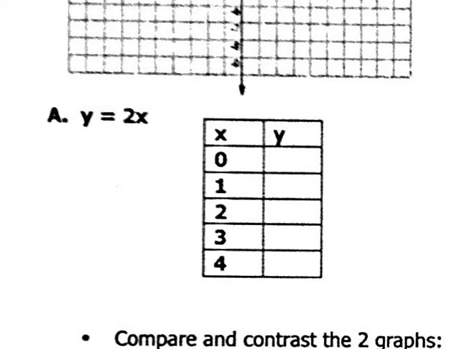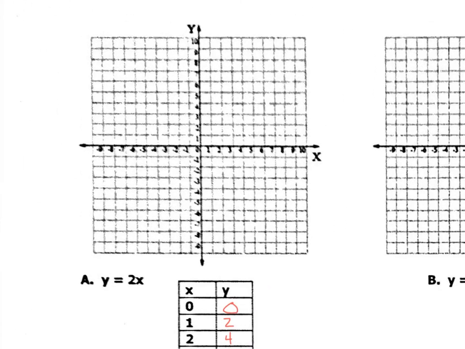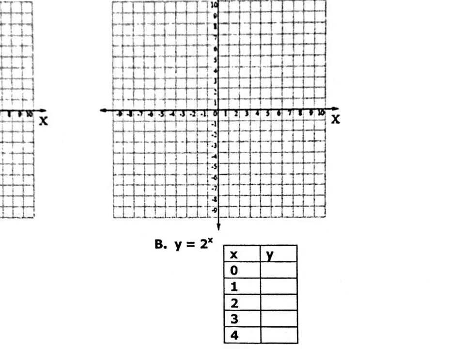So 2 times 0 is going to be 0. 2 times 1 is 2. 2 times 2 is 4. 2 times 3 is 6. And 2 times 4 is 8. Pretty straightforward there. When I go ahead and graph these, it's going to be (0, 0), (1, 2), and so on, and there is my function. We can see that that forms a straight line. That one's linear.